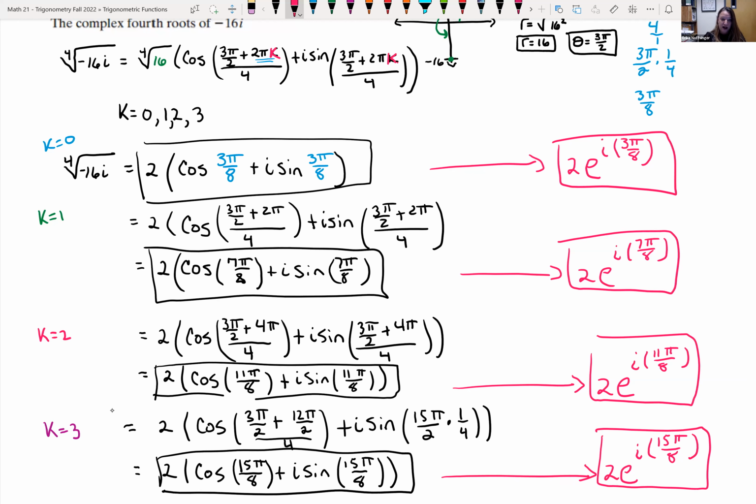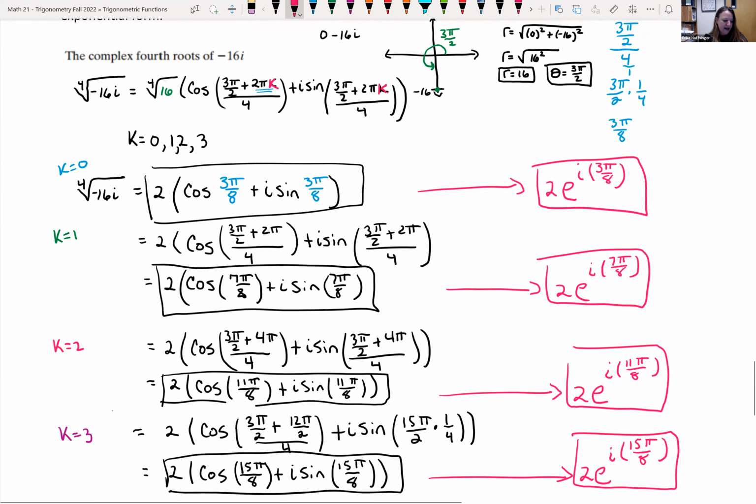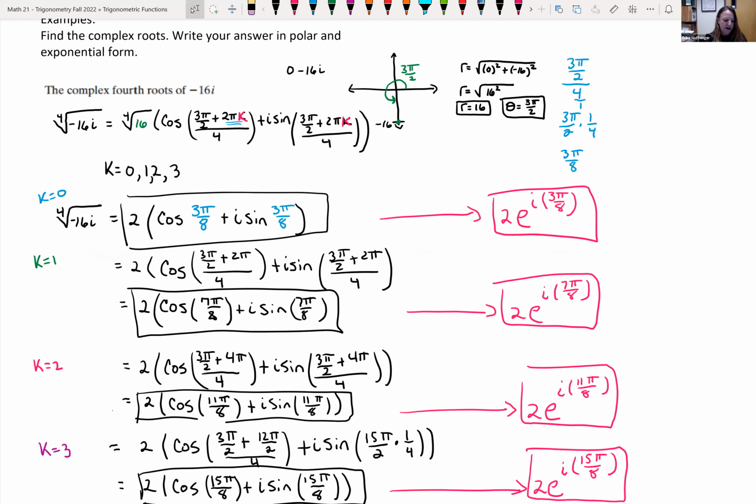If we wanted to evaluate this and put this in rectangular form, then we would look at plugging these values into our calculator, cosine of 3 pi eighths, and then looking at sine of 3 pi eighths, and multiplying that by our R value in front, where I is in front of the sine. Okay, so looking at one more example, where we're putting our answer in both polar form and exponential form.